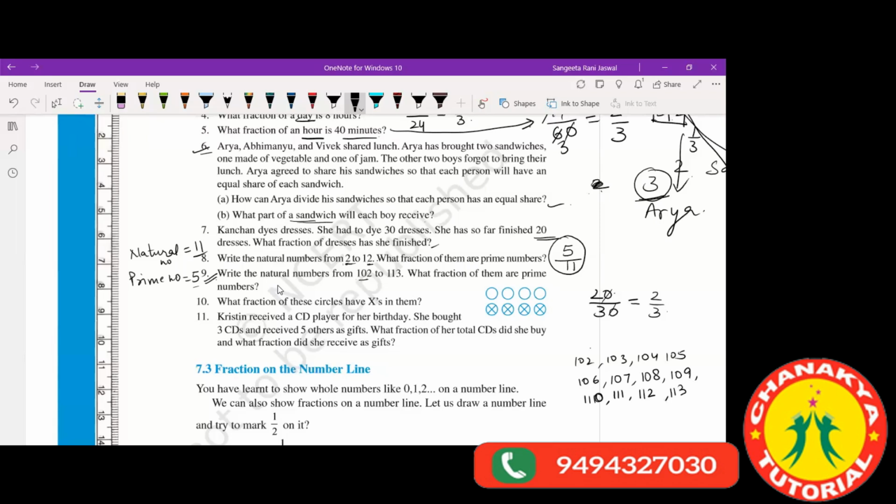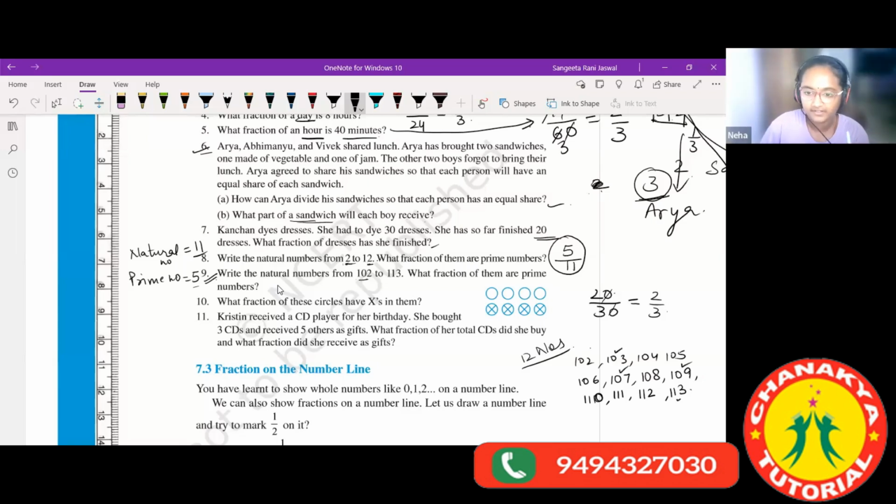This is 130. So these are how many? 1, 2, 3, 4. 4 threes are 12. So these are 12 numbers, right? So 12 numbers are there between 102 and 130. So what fraction of them are prime numbers? Now, how many are prime numbers out of these? So prime numbers out of these, that's 103, 107. How do you find prime numbers?